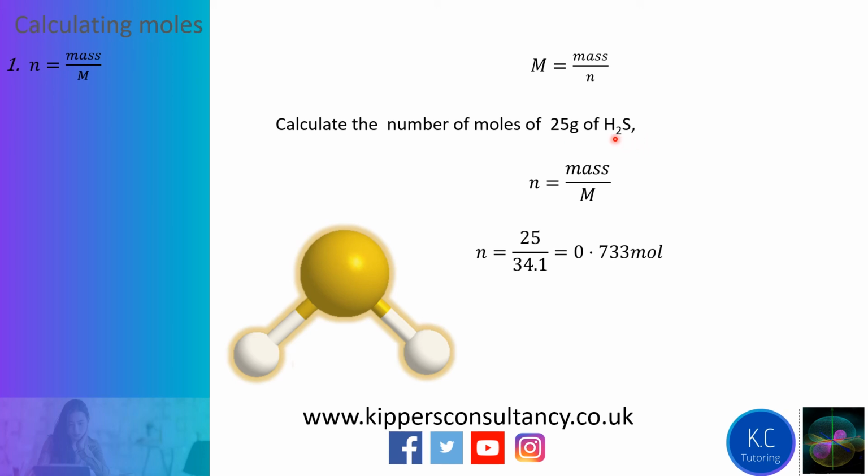Well, fortunately, we already know that the molar mass of hydrogen sulfide is 34.1 grams per mole. So we just divide our mass, which is 25, by 34.1 to give us 0.733 moles. So if we have 25 grams of hydrogen sulfide, the number of moles would be 0.733 moles.